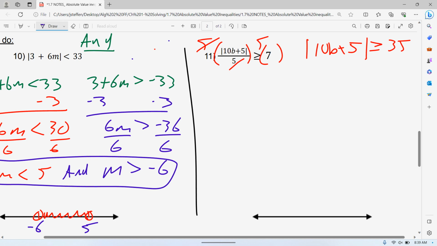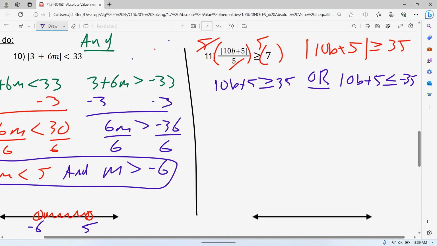So 10b plus 5 is greater than or equal to positive 35, and 10b plus 5 is less than or equal to negative 35. Now, again, I always forget this because I didn't do this till like 2 years ago. But this is a greater than problem, so it's or. You don't actually need that until the very last step, but if you put it early, as long as you have it somewhere, that's going to be beneficial.